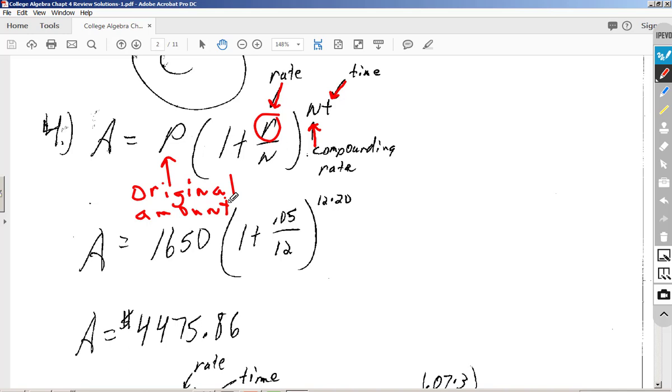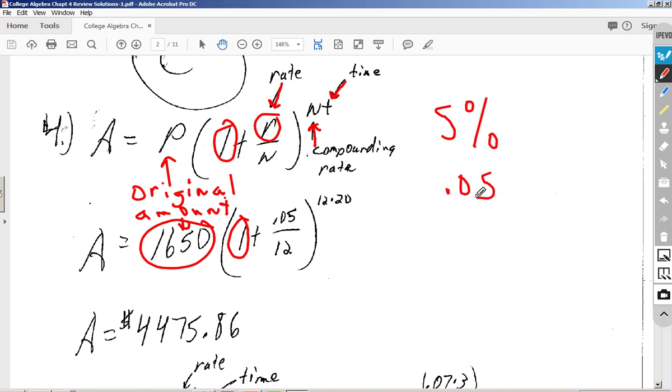And substituting in those numbers, it says my original amount that I invested was $1,650. So here's my $1,650 that I put in my formula. Okay, now I've got my 1 stays the same. So my rate, it says in my problem, is 5%. So don't forget to change your 5% to a decimal when you put it into your equation. So that's 0.05. So 0.05 would be my rate.